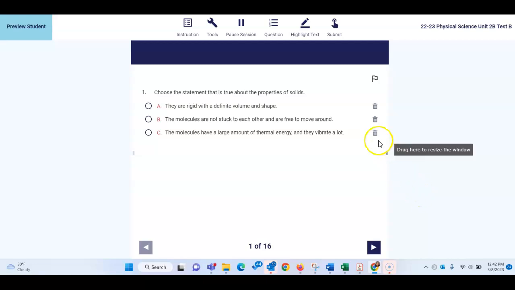Choose the statement that is true about the properties of solids. They are rigid with a definite volume and shape. The molecules are not stuck to each other and are free to move around. The molecules have a large amount of thermal energy and they vibrate a lot.